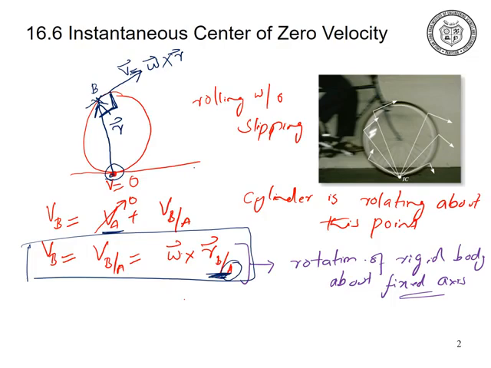So this contact point is called the instantaneous center of zero velocity. It keeps on changing with time. At the present instant, this is the instantaneous center of zero velocity. At time t plus delta t, there may be another instantaneous center of zero velocity about which this body is rotating. So this is all about the instantaneous center of zero velocity.